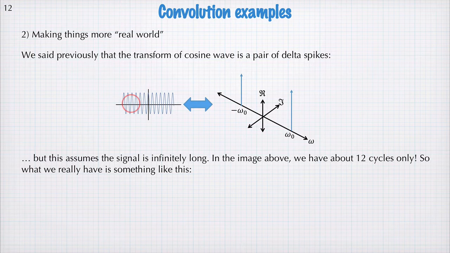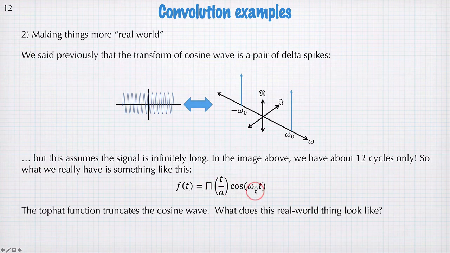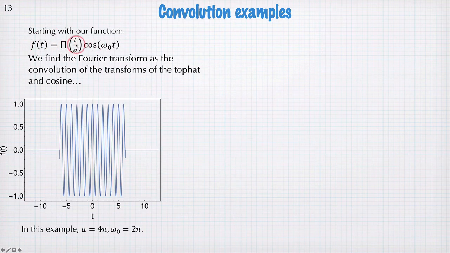So what we really have is something like this. This function here is really a top hat multiplied by a cosine wave. It's a truncated cosine. So the top hat function truncates the cosine wave. What does this real world function actually look like in the Fourier domain? So let's use this function here, the top hat multiplied by the cosine, to calculate what the Fourier transform really looks like. So here's our function.